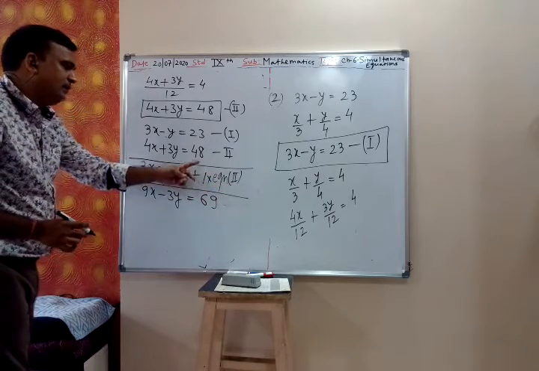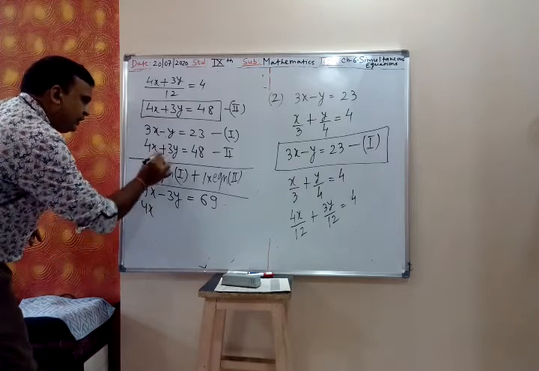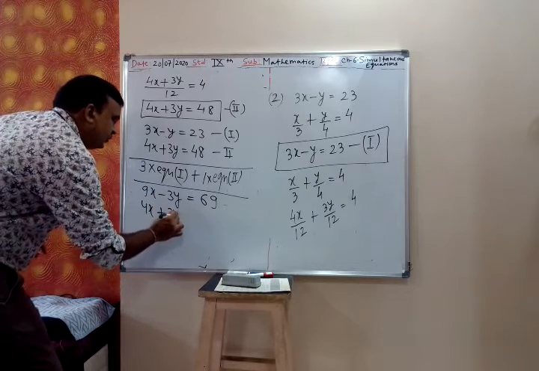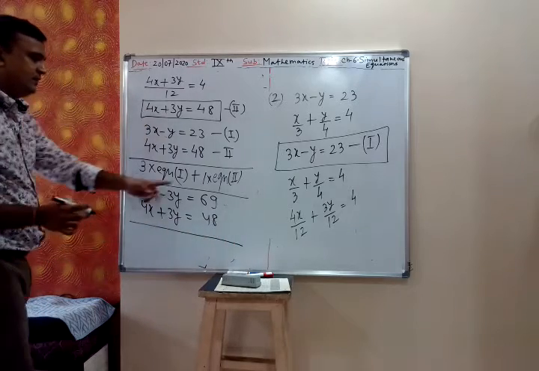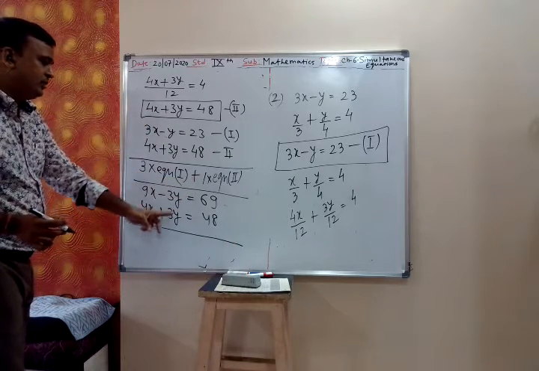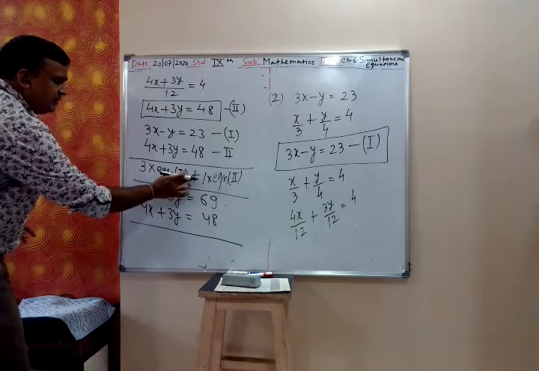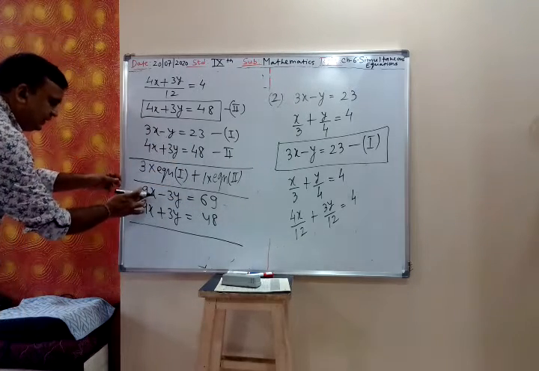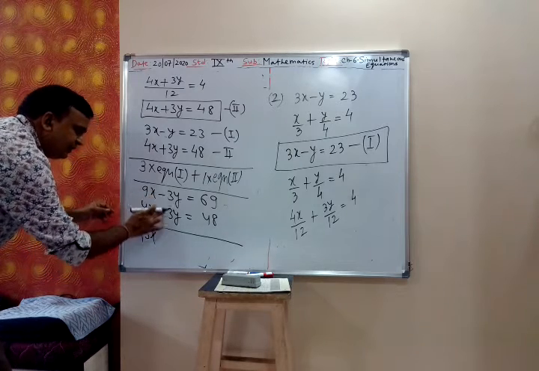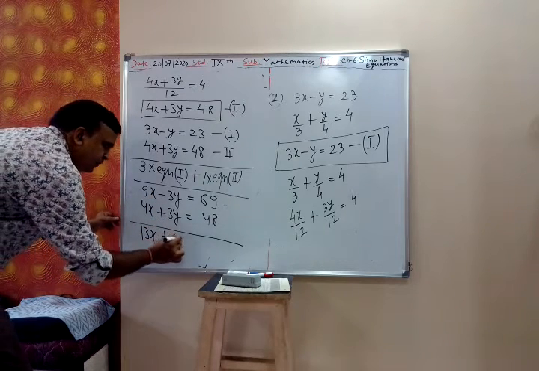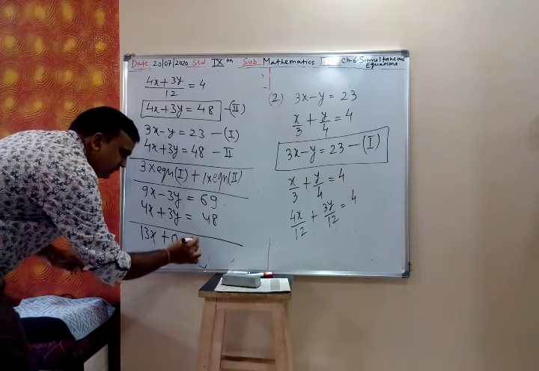Equation 2 I will multiply by 1. So 1 into 4, 4x, 1 into 3, 3y, 1 into 48, 48. Now it is plus. Plus means I will not change the sign of the second. This sign I will not change because it is plus. So I will add them directly. 9x plus 4x is 13x. Minus 3y plus 3y is 0. 69 plus 48 is 117.